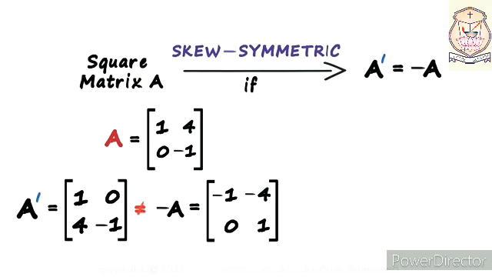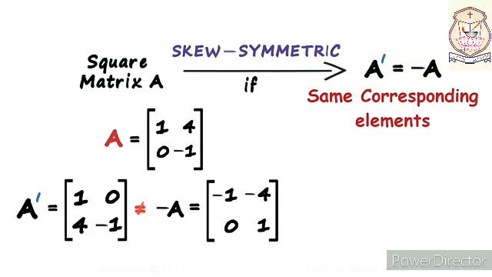This tells us something interesting. I want you to focus on the diagonal elements of A. By diagonal, I mean the leading diagonal. Notice that the diagonal elements do not change for the transpose. 1 and minus 1, 1 and minus 1. And for negative A, just like the other elements, the elements in the diagonal are also negated. And what is the condition for a matrix to be skew-symmetric? It says that A transpose should be equal to negative A, which means all corresponding elements must be equal.